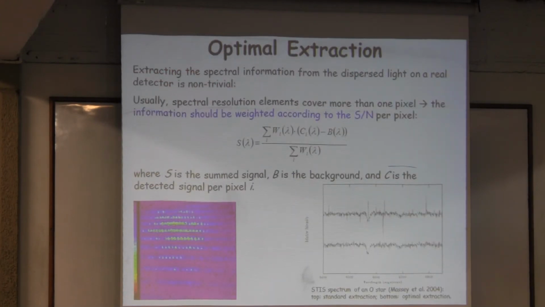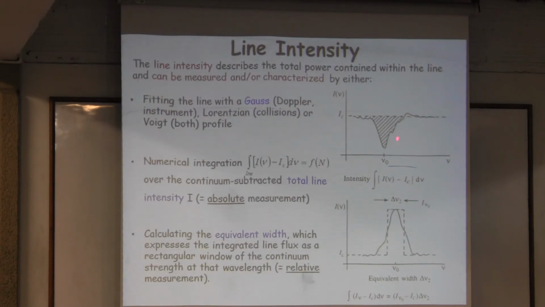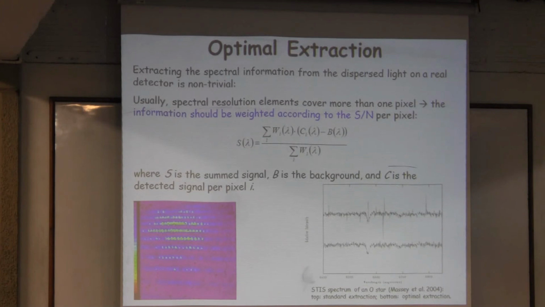But this was mainly to show you that people measure line fluxes and equivalent width. But one important thing, and that's really the last thing: when you extract a spectrum, this is a real image taken from the Spitzer Space Telescope infrared spectrograph.